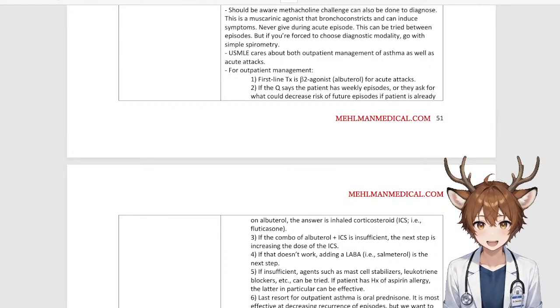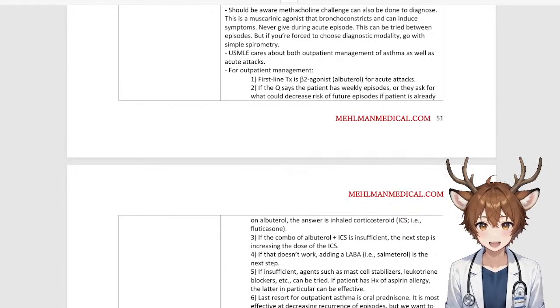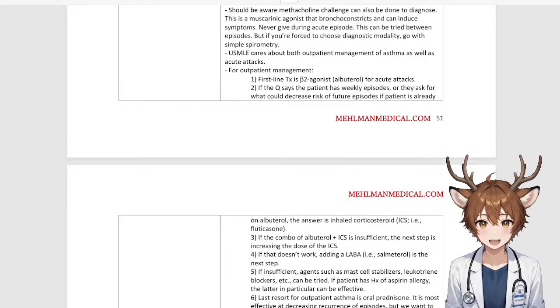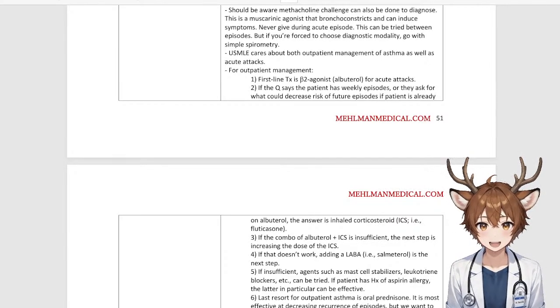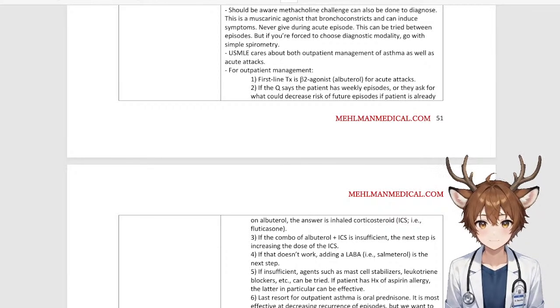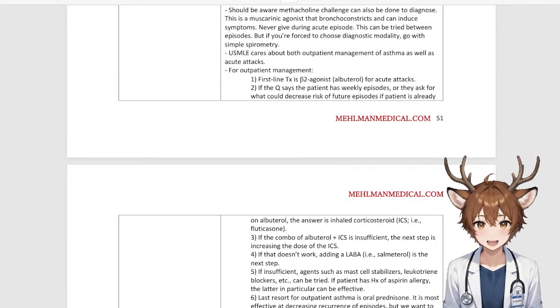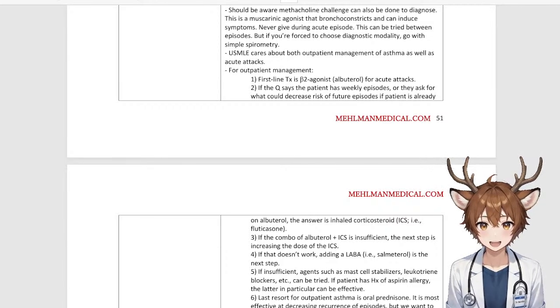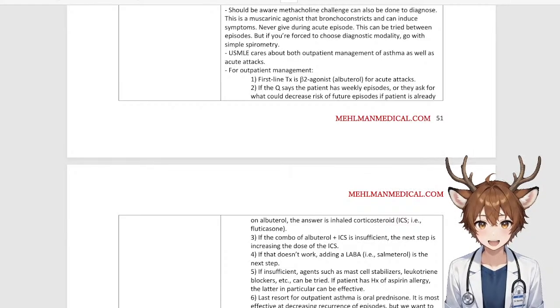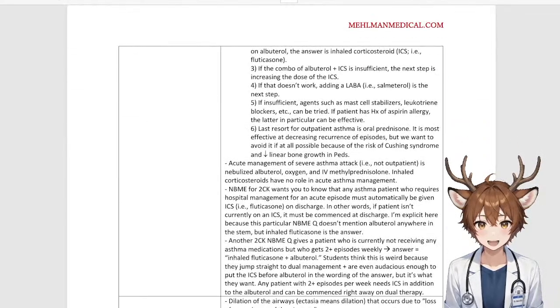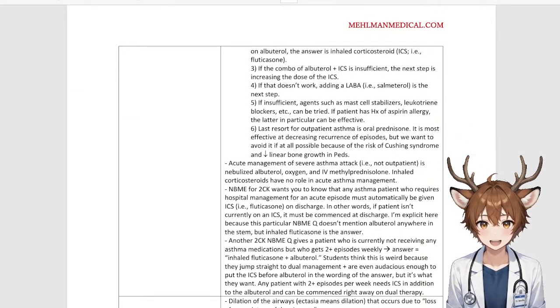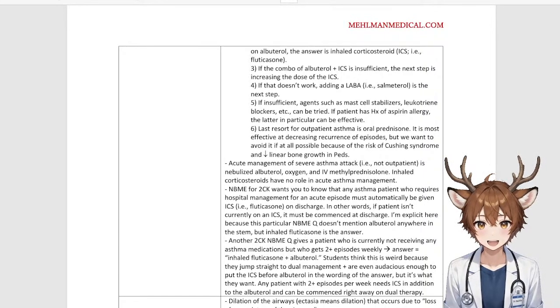If the combination of albuterol plus an ICS is insufficient, the next step is increasing the dose of the ICS. If that doesn't work, add a LABA, like salmeterol. If this is insufficient, agents such as mast cell stabilizers, leukotriene blockers, etc. can be tried. If the patient has a history of aspirin allergy, the latter in particular can be most effective. The last resort for outpatient asthma is oral prednisone.